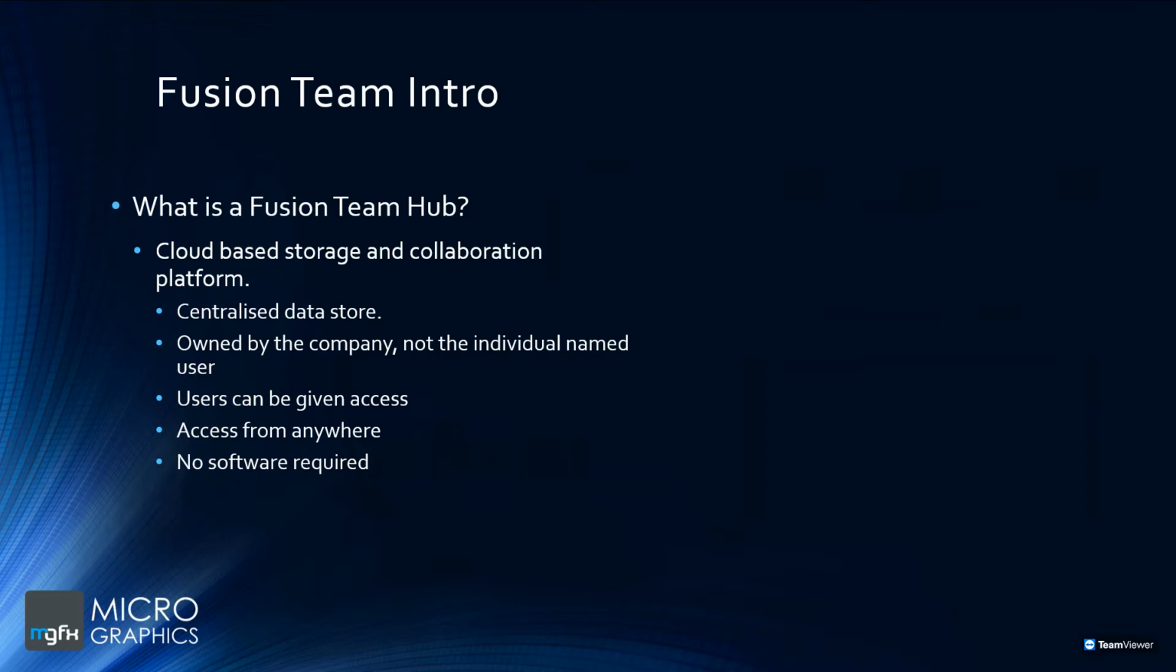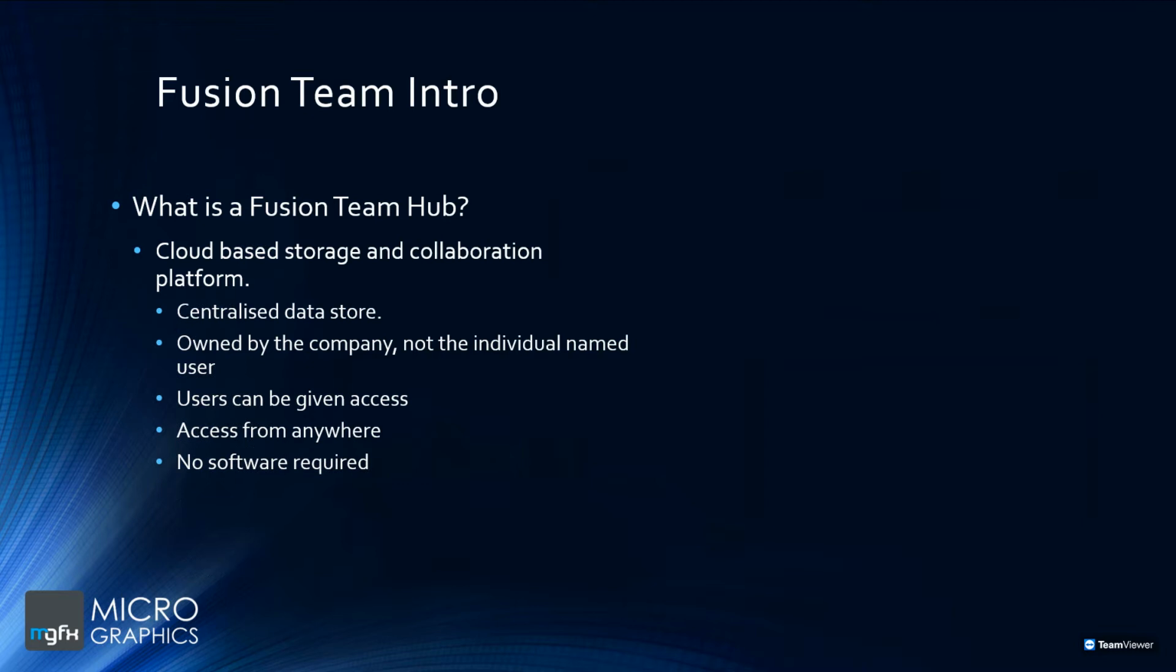Now, Vault Pro has been around for quite a long time, since before Fusion Teams, but Fusion Teams has been introduced with the coming of age of cloud-based programs and software and cloud storage, especially with the increase in internet speeds with the rollout of fiber. So what is this Fusion Team Hub that I'm talking about? As I said, it's a cloud-based storage and collaboration platform.